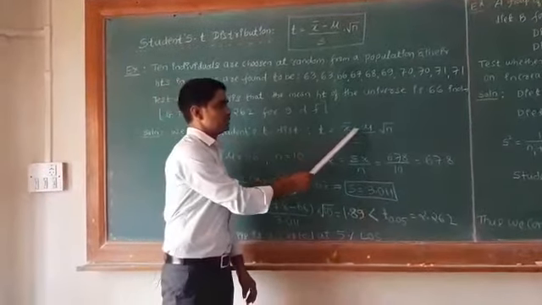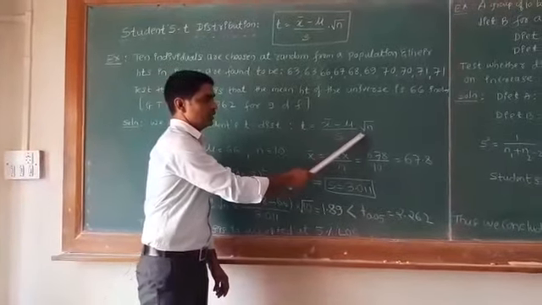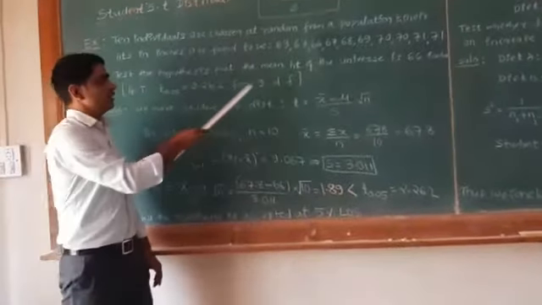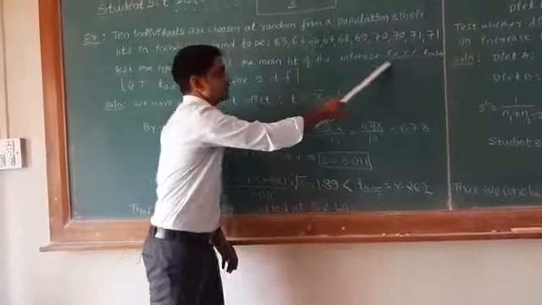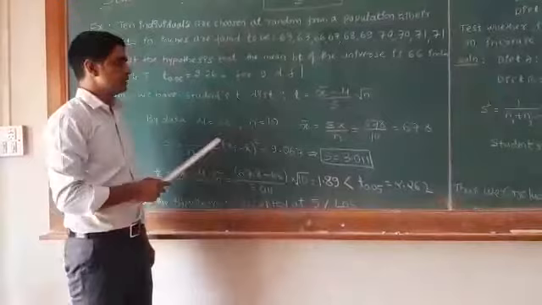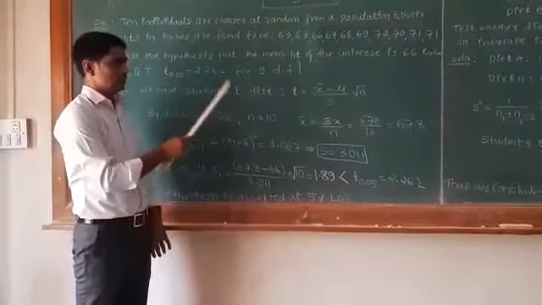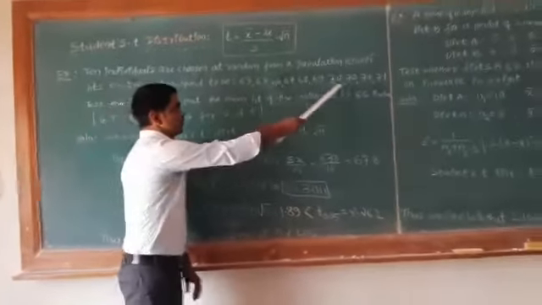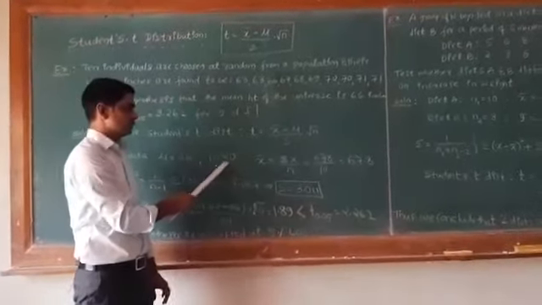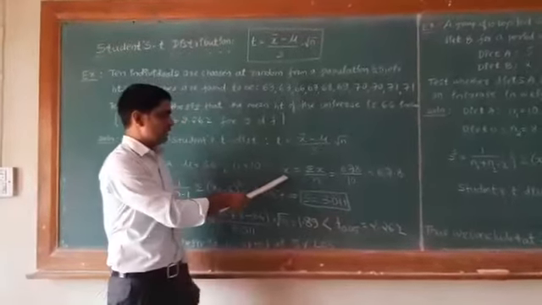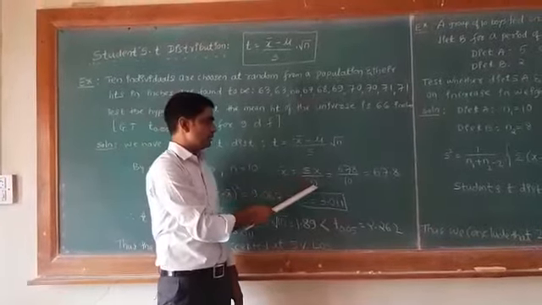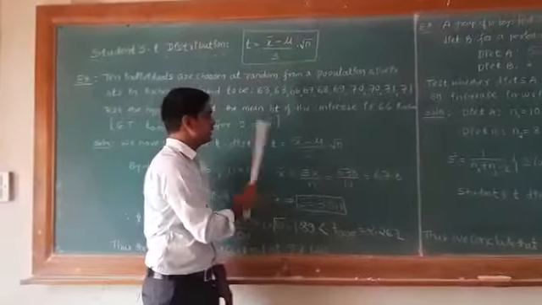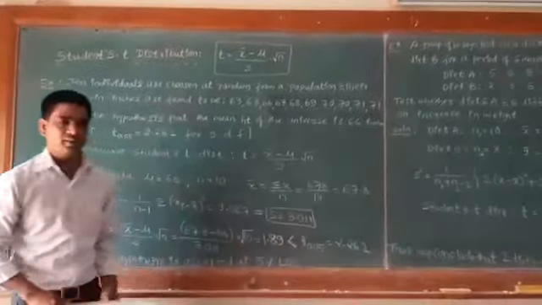It is t is equal to x bar minus mu divided by s into under root of n. By the data given, it is a universe height, which we can call the population mean or population height. So mu is equal to 66, and these are the 10 data given, so sample size n is equal to 10. We know that sample mean x bar is equal to sum of x by n. Add all these data divided by 10, it becomes 67.8.